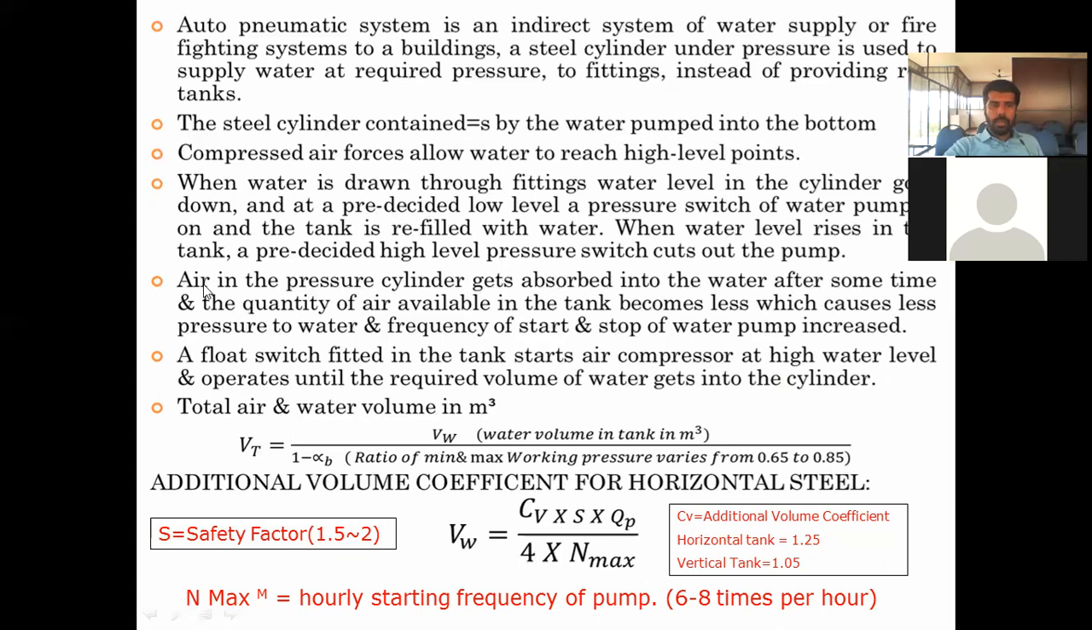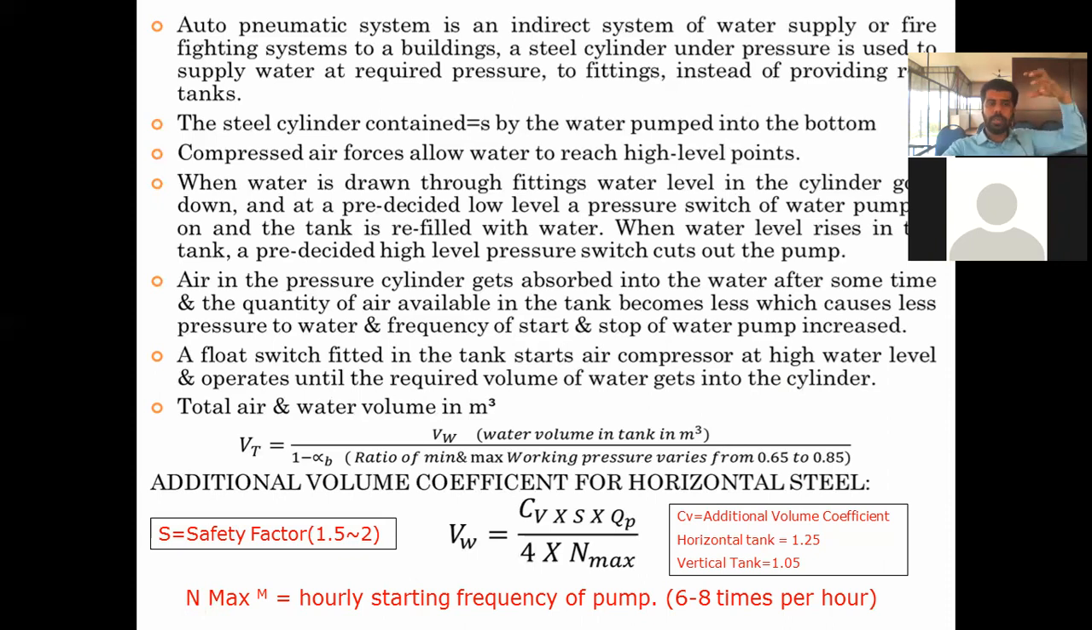Okay. So next point: air in the pressure cylinder gets absorbed into the water after some time. So you know that there will be a cylinder, and the bottom portion will be filled with water, and the top portion will be filled with compressed air. Because of the compression of the air, the water will be in a pressurized state. The air in the pressure cylinder gets absorbed into the water after some time, and the quantity of air available in the tank becomes less.